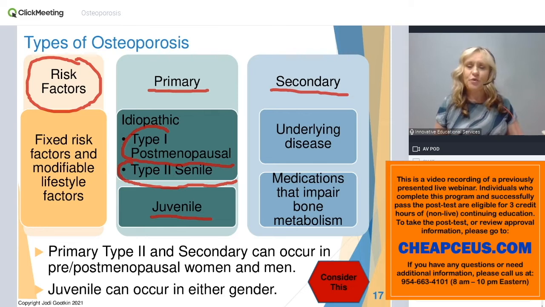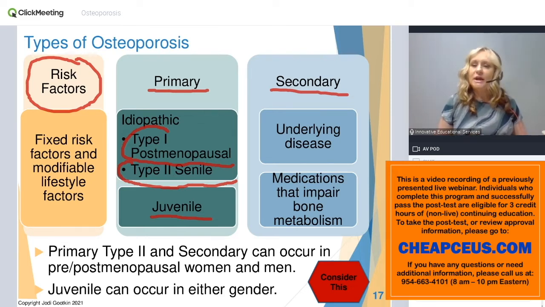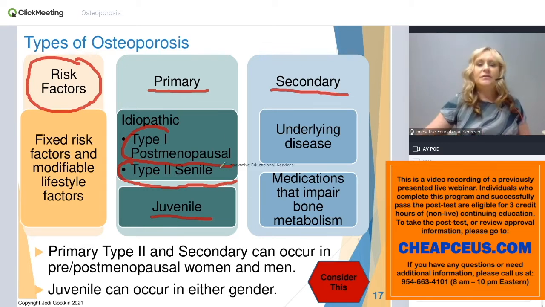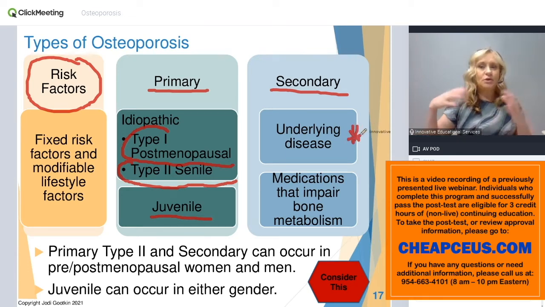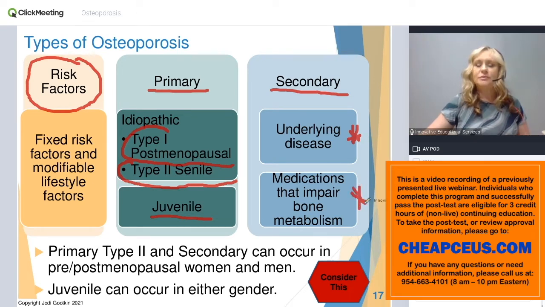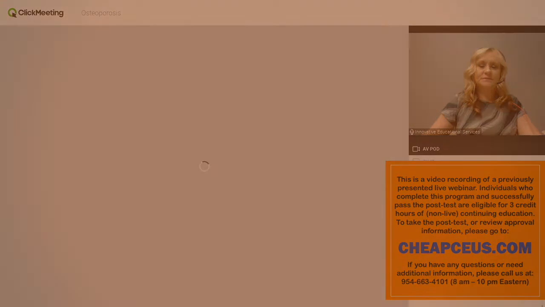Secondary osteoporosis can occur in individuals who are male, female, adult, as well as pediatrics. And this is when there's some underlying disease process that leads to an alteration in that calcium homeostasis and breakdown of bone, or medications that actually contribute to impaired bone metabolism, and then secondarily, the individual develops osteoporosis. We're going to look specifically at these different etiologies.